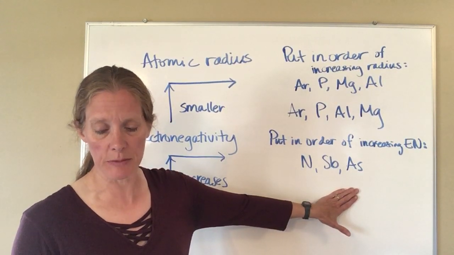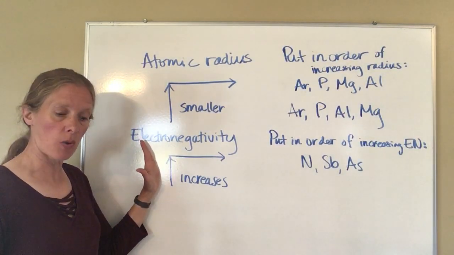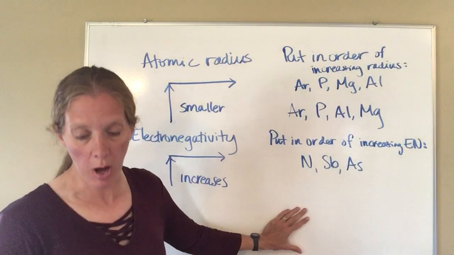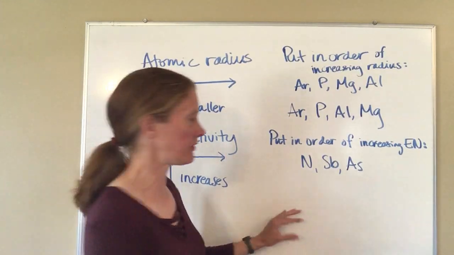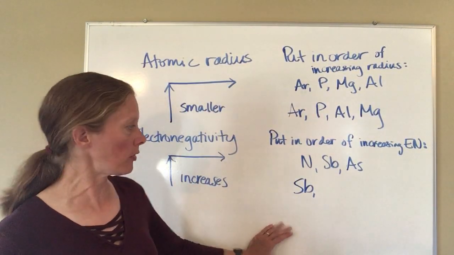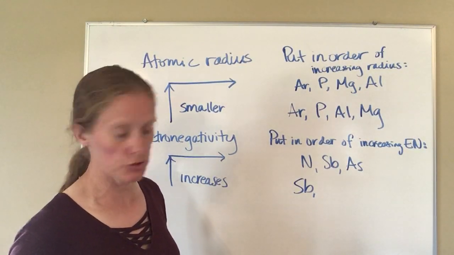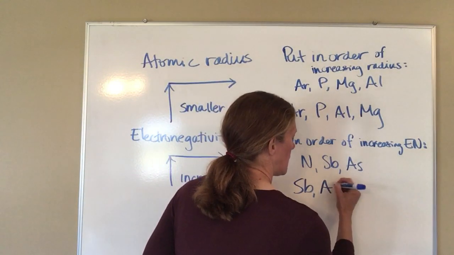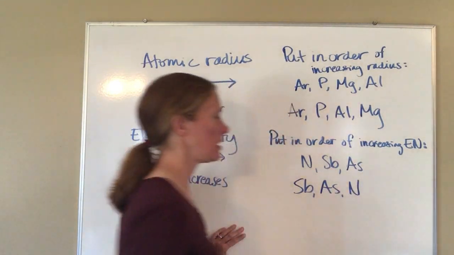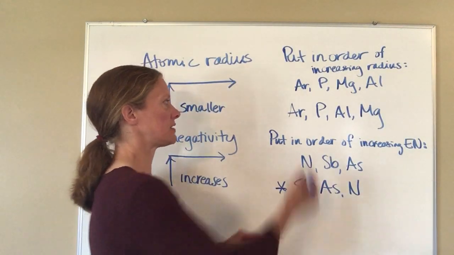And because they're in the same column, electronegativity increases as I go up. So the one with the smallest electronegativity is going to be antimony because it is the lowest on the periodic table. And then as I climb my way up that column, the next one I come to is arsenic, and then I will find nitrogen in the top row. So this is in order of increasing electronegativity.